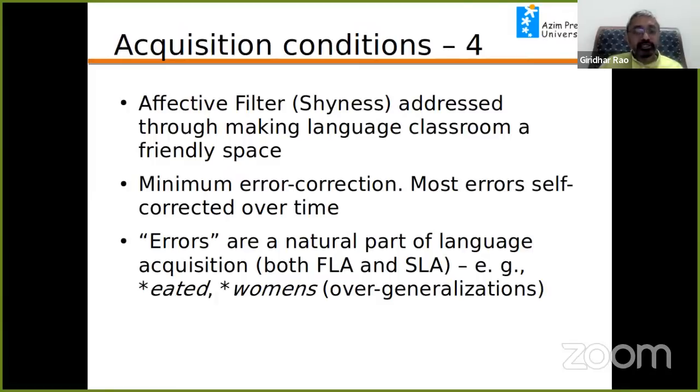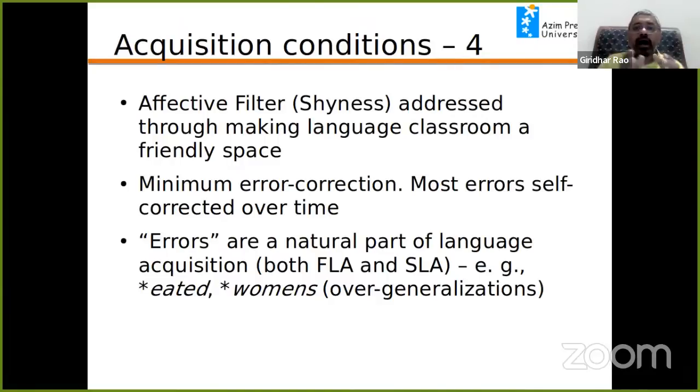The further realization, the last bullet point on this slide, is that errors are a natural part of language acquisition, both in FLA, first language acquisition, as well as SLA, second language acquisition. For example, we know quite well in India, children learning to say eated, and then learning that no, the past tense is ate. Making a plural women's, and then realizing that, oh, it already is a plural without the S in this case, right? These overgeneralizations, as they are called, coming from other examples, talked, eated, seem logical to the child.